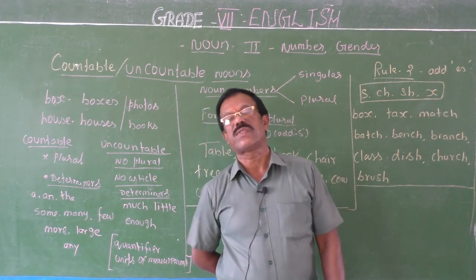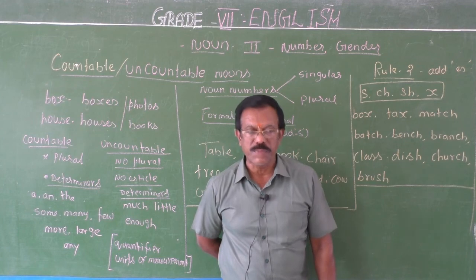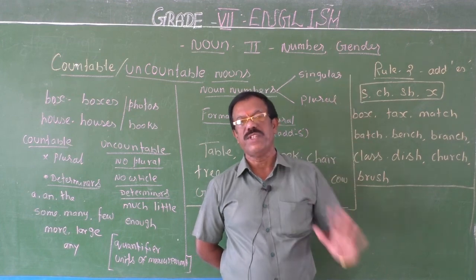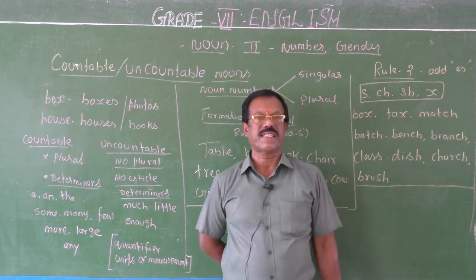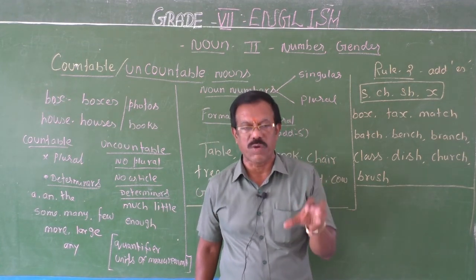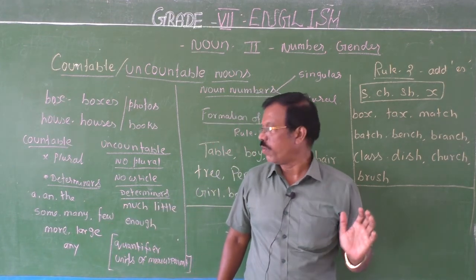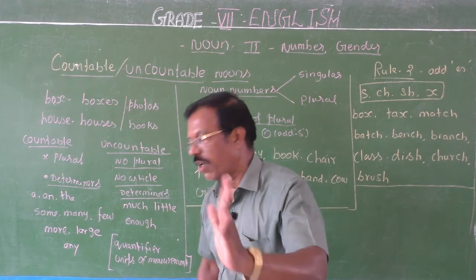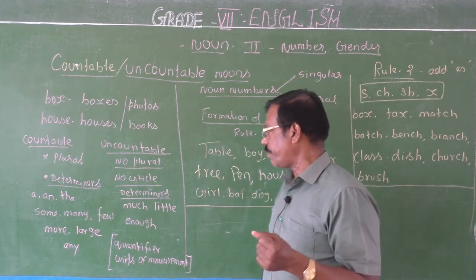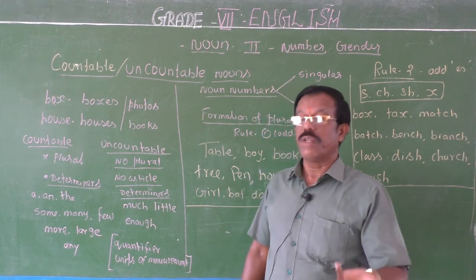Countable nouns have singular as well as plural forms, but uncountable nouns don't have any plural form. We use articles before countable nouns, but we never use articles before uncountable nouns. In some exceptional cases, we use the to refer to previously mentioned things before uncountable nouns. And we use some specific determiners before countable nouns: some, many, few, more, large, and any. We can use some determiners before uncountable nouns: much, little, and enough.